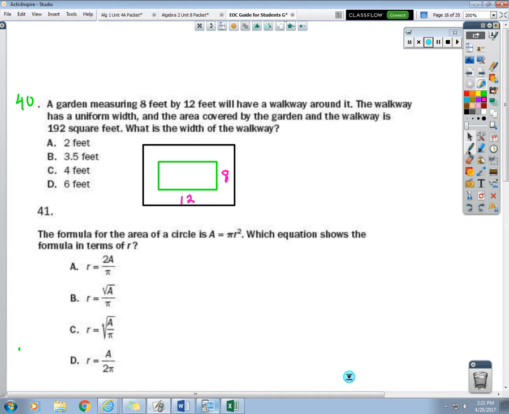Now, what did they tell us about the area covered by the garden and walkway? Right, the total area of this total thing now is 192 square feet. So any ideas how we could figure out how wide this pathway, walkway, is? Yes, Austin?